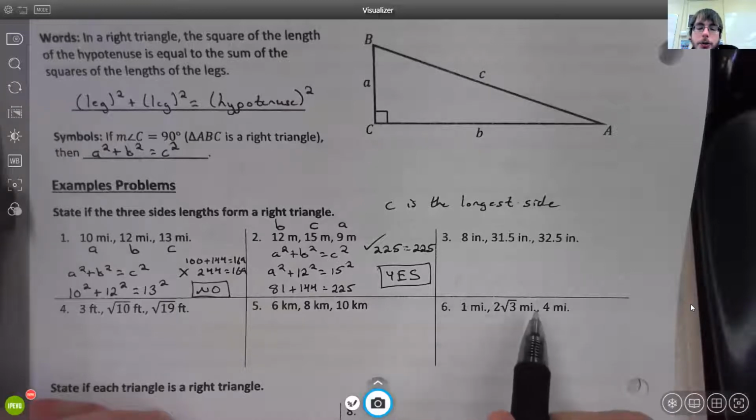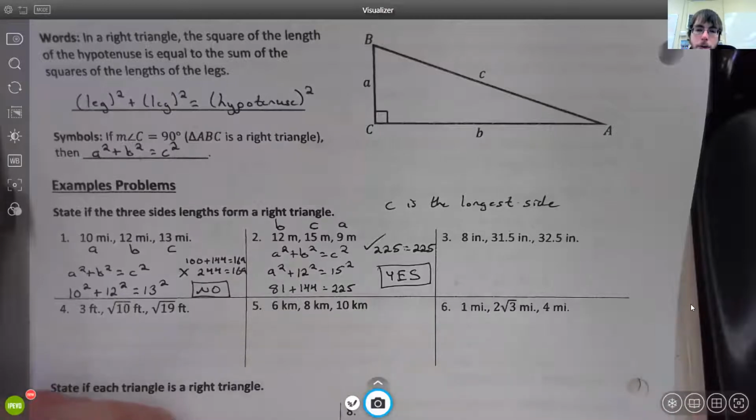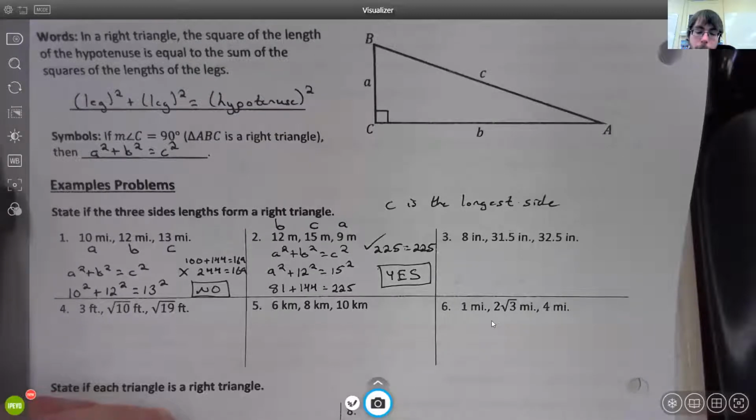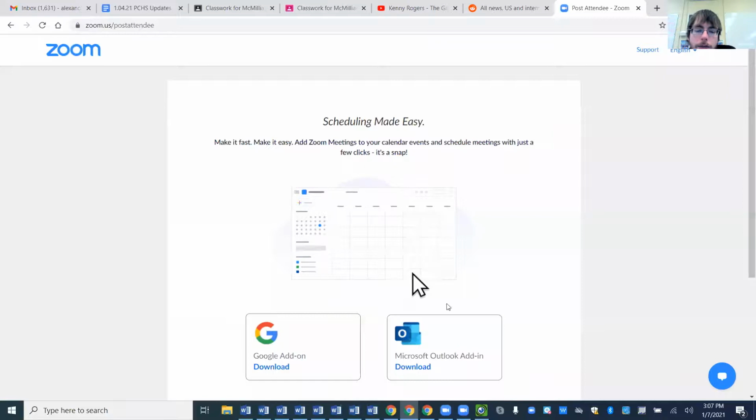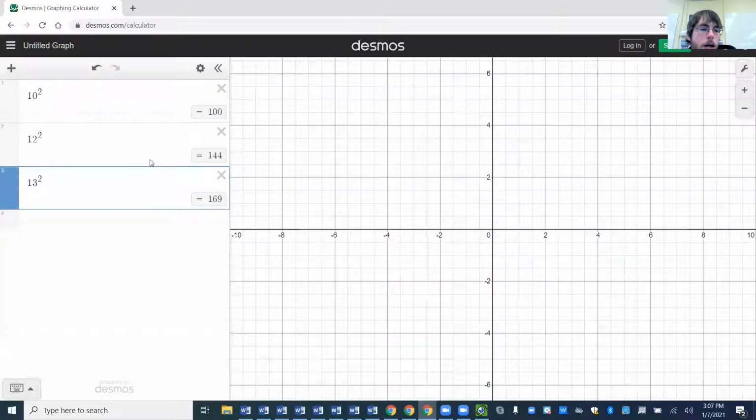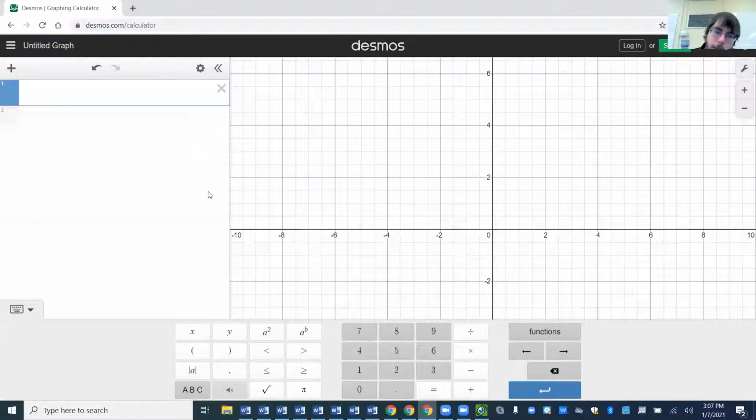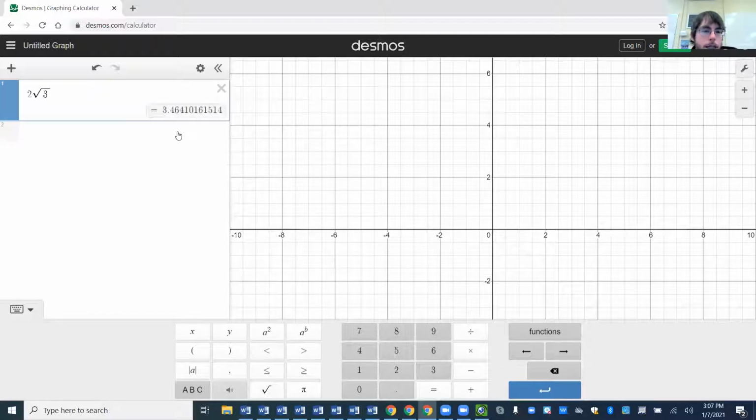Now the first thing is we want to figure out what our longest side is, but this radical makes it a little bit difficult. So what we're going to see here is what 2 root 3 is and see whether the 4, 1, or 2 root 3, well the 1 wouldn't be, but whether the 4 or the 2 root 3 would be larger. So if we go to our Desmos here and type it in exactly like this, 2, and then your square root, and then 3, and that gives you 3.46.